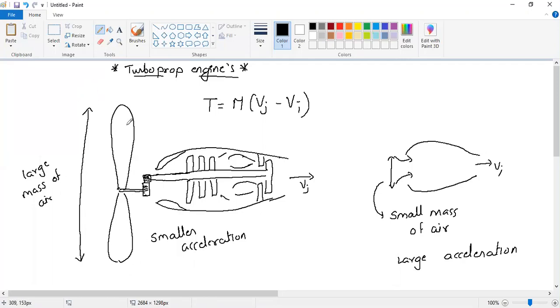What happens in the propeller? When the propellers are cutting the air, a low pressure area is created in front of the propeller, and a high pressure area is created at the back of the propeller. This pushes the propeller forward. When the propeller is pushed forward, it will drive the entire engine through this. Understood? Any doubt in turboprop engine?